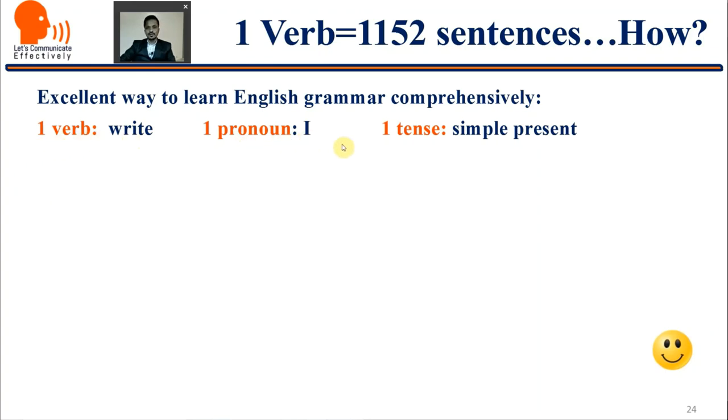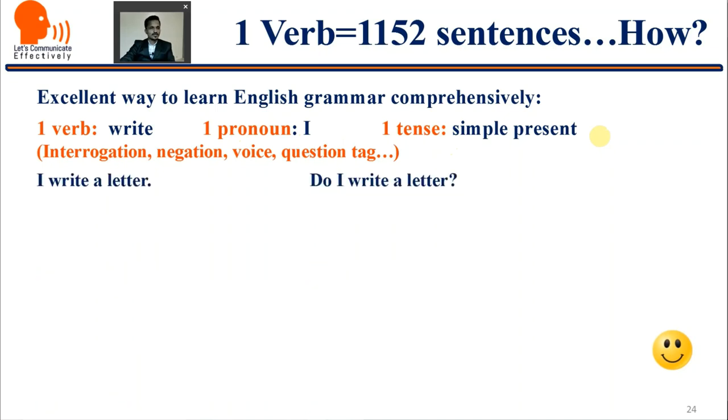I'm using only one pronoun, I, and one tense, that is simple present. Let me show you how it goes. I'm going to use one verb, one pronoun and one simple tense in interrogation, negation, voice, active, passive and question tag. So see here: I write a letter. Do I write a letter? I write a letter is simple present tense, an assertive sentence. Do I write a letter? It is interrogation.